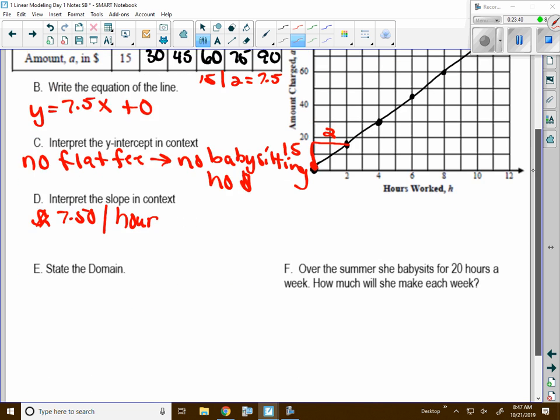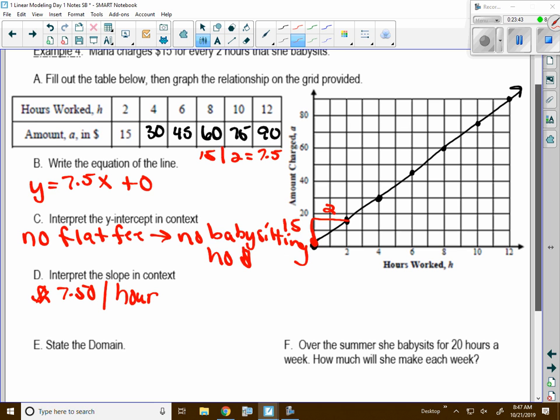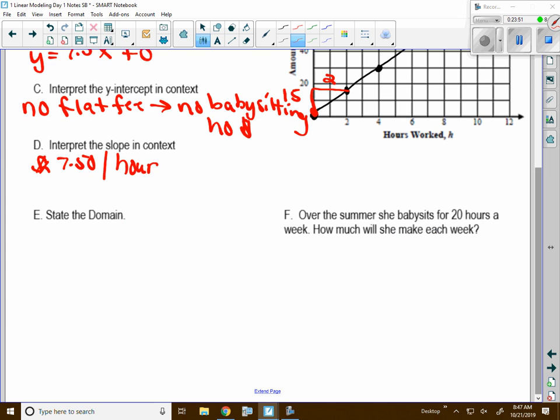Okay, state the domain. What is the least amount of hours that she can work? 0, and the most? We don't know, right? So we'll say infinity. You can write it either way.